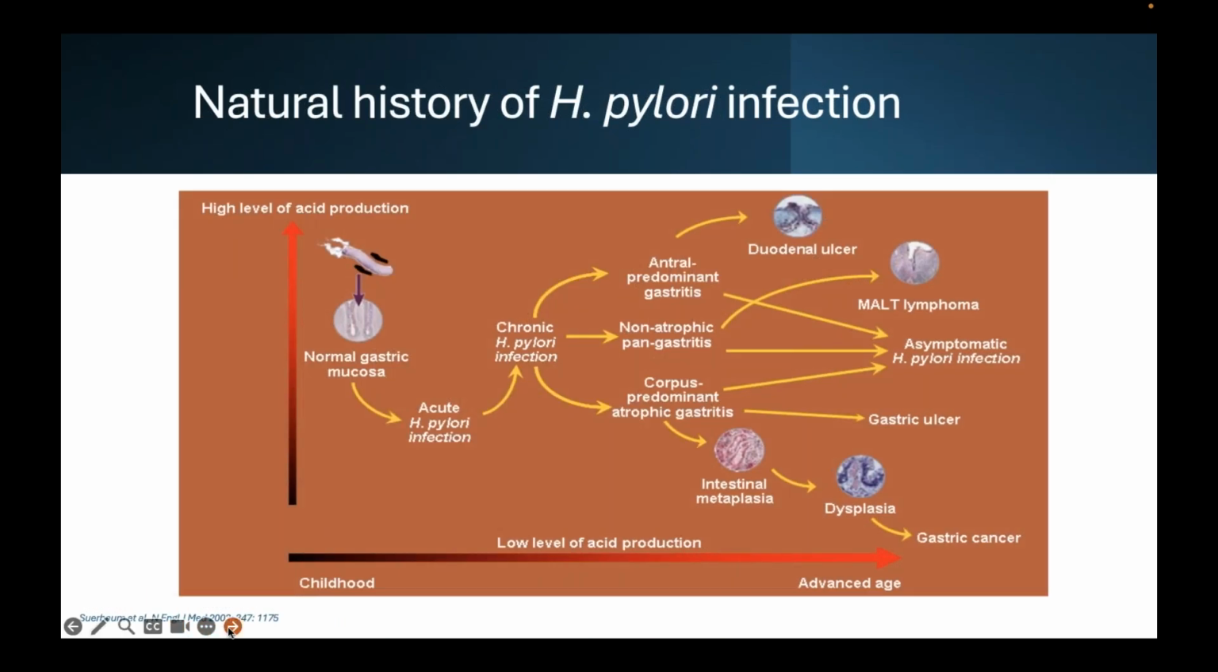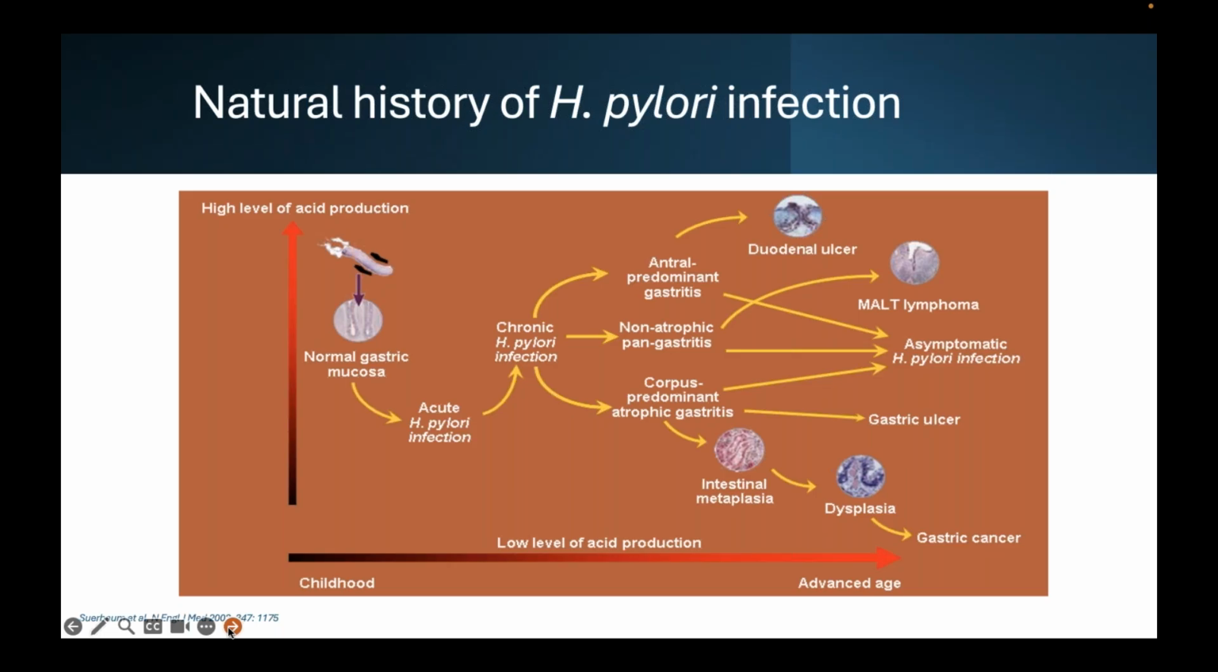This is a rather complicated slide, so I'm going to take you through this slowly. On the x-axis is time from childhood through to advanced age, and on the y-axis is the degree of acid production from the stomach. So H. pylori is typically acquired in childhood on the left-hand side of the slide, and when it infects, for the first few weeks and months during the acute infection, acid production is inhibited and is quite low, but then it later recovers within months, and chronic H. pylori infection is almost always established as a consequence of the acute infection.